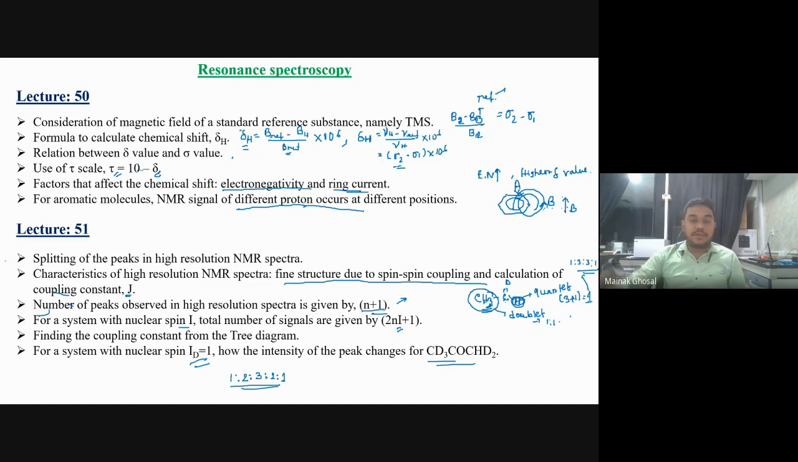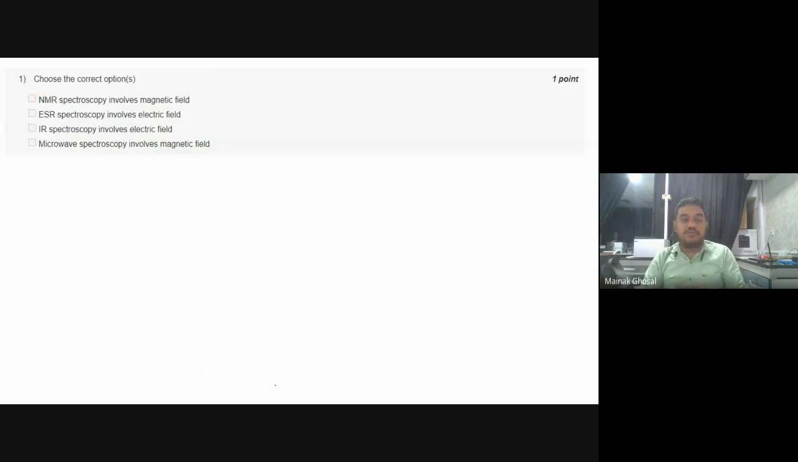So this was all the discussion regarding the week's content of NMR spectroscopy that Professor Sandbakshi has discussed. Now I am going to the questions. This is the first question, where you have to choose the correct option: NMR spectroscopy involves magnetic field, ESR spectroscopy involves electric field, IR spectroscopy involves electric field, and microwave spectroscopy involves magnetic field. I'm just coming back in 1 or 2 minutes.